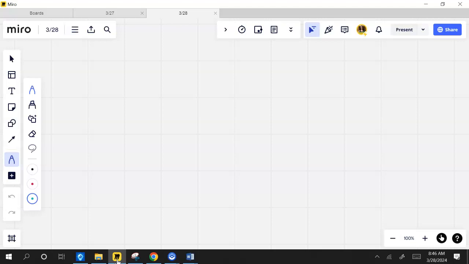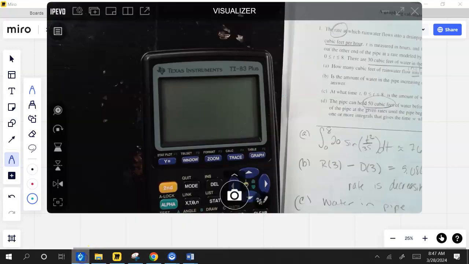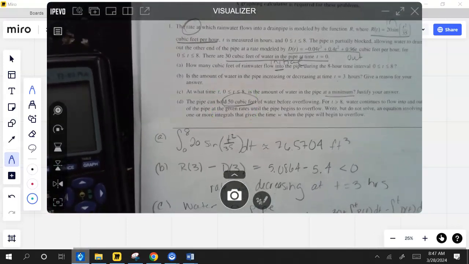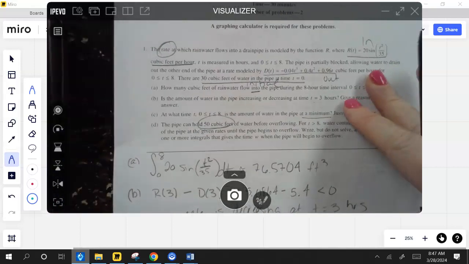The rate at which rainwater flows into a drain pipe is modeled by the function R of t. So here's my first function. Try to have all this ready for y'all. R of t is 20 sine t squared, and I really hope you let the calculator do 90% of the work on these. Cubic feet per hour measured in hours between 0 and 8. The pipe is partially blocked, allowing water to drain.